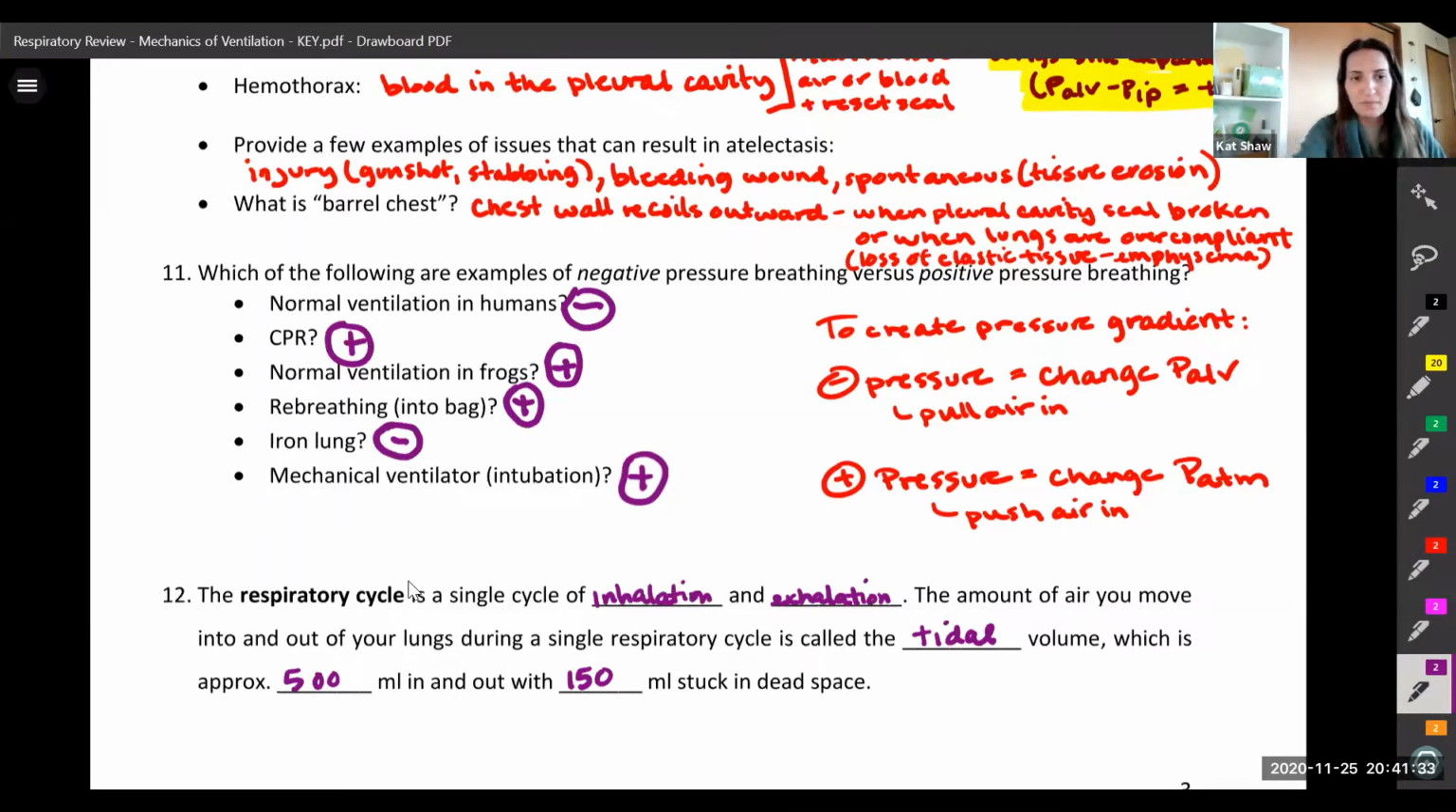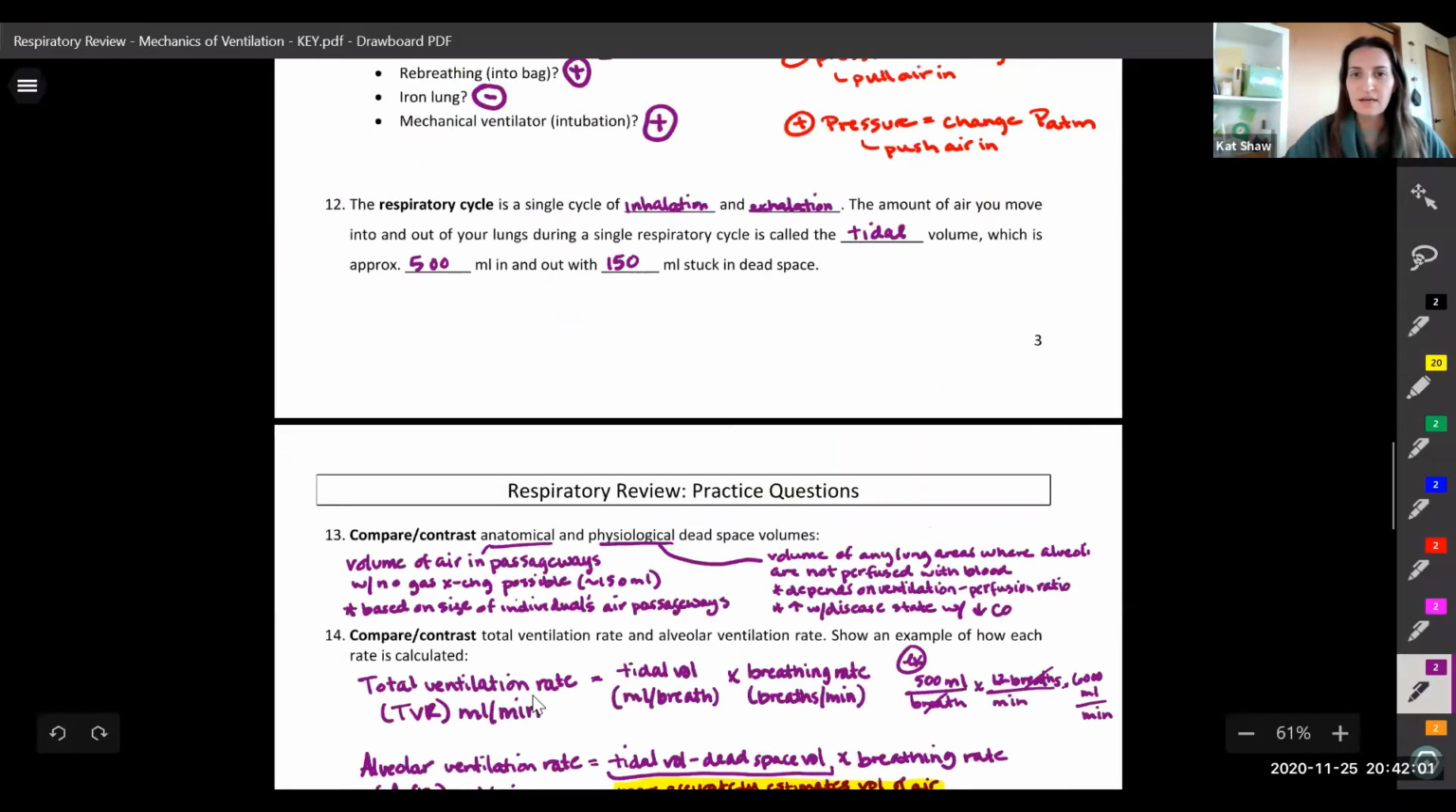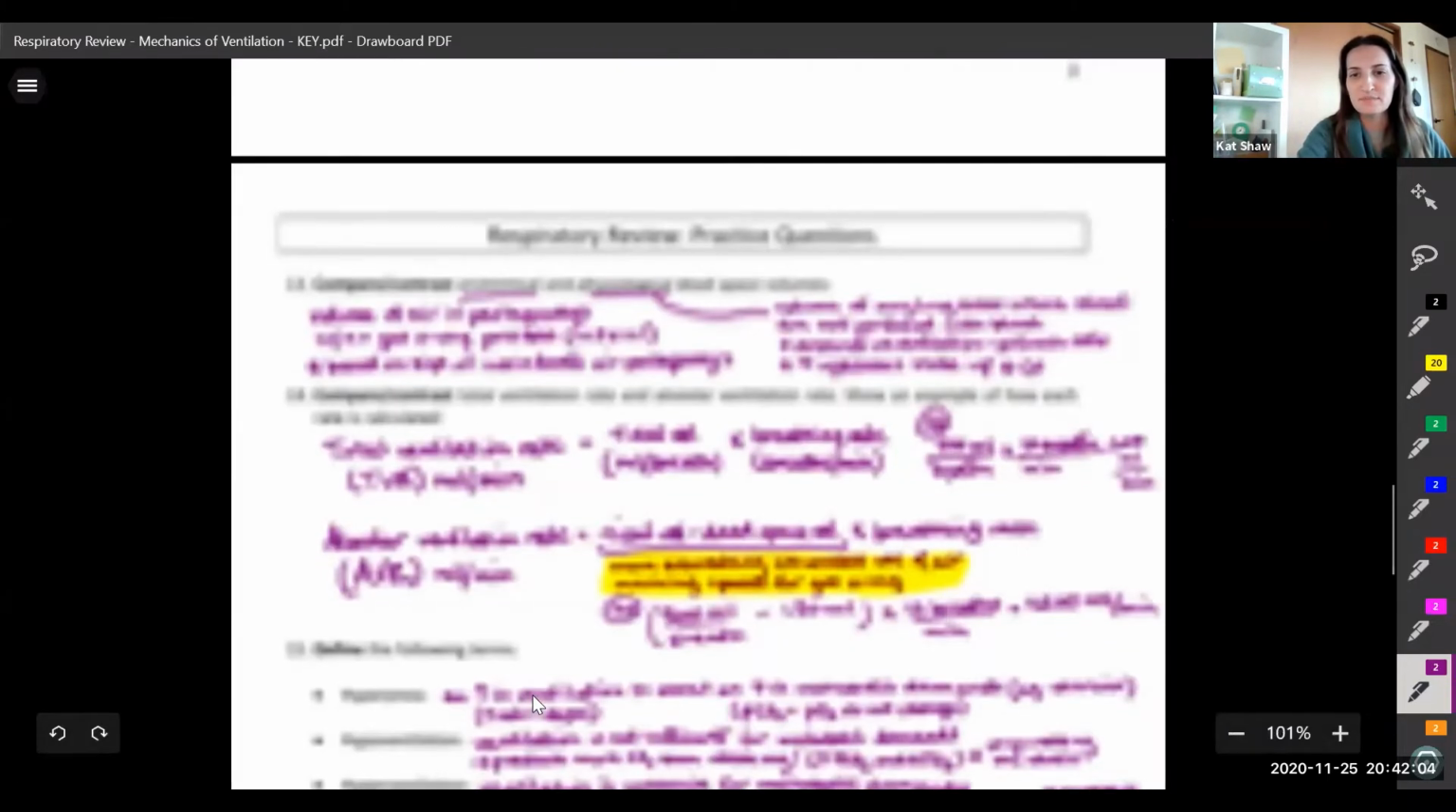The respiratory cycle is a single cycle of inhalation and exhalation, right? The amount of air that you move into and out of your lungs during a single respiratory cycle is called the tidal volume, the TV. And that should be approximately 500 milliliters in and out, with approximately 150 milliliters stuck in what's called the dead space. And dead space we discussed earlier, and we will also now look again at the dead space.